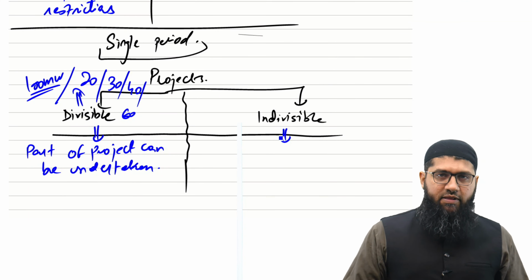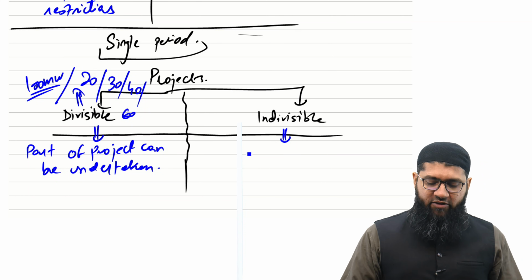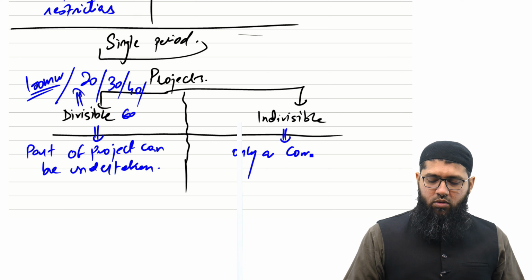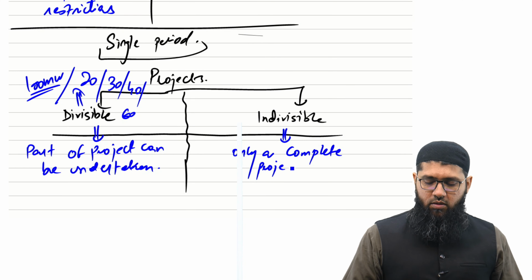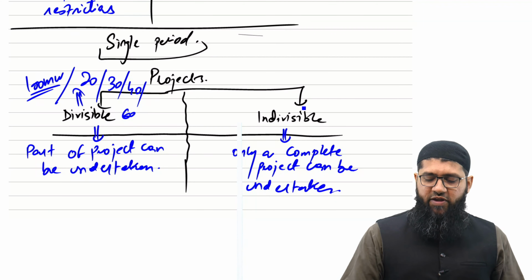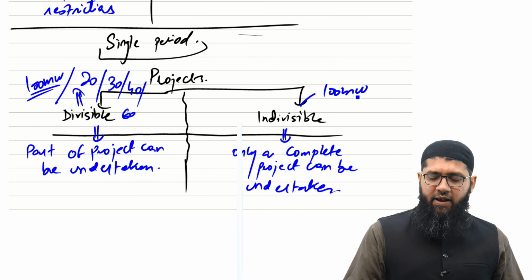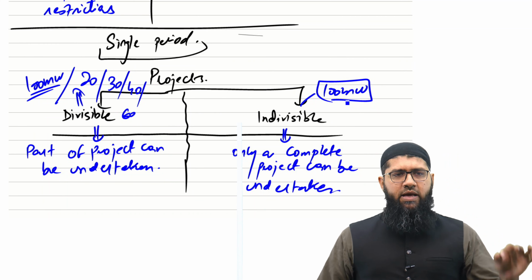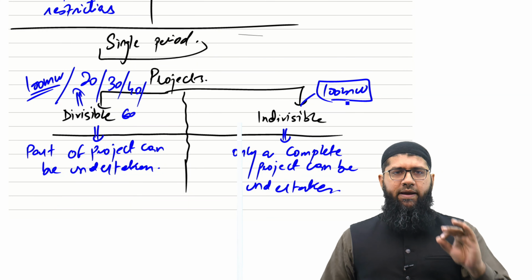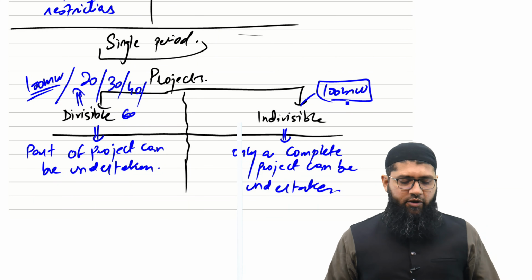Then you have the indivisible project. The indivisible project actually means that only a complete project could be undertaken. So for example, if there is a 100 megawatt plant, you cannot undertake a 30 megawatt project. It has to be 100 megawatt, 100 megawatt and 100 megawatt. That's how things are going to be.